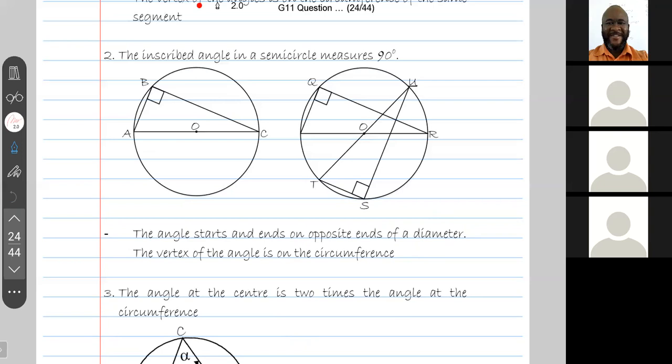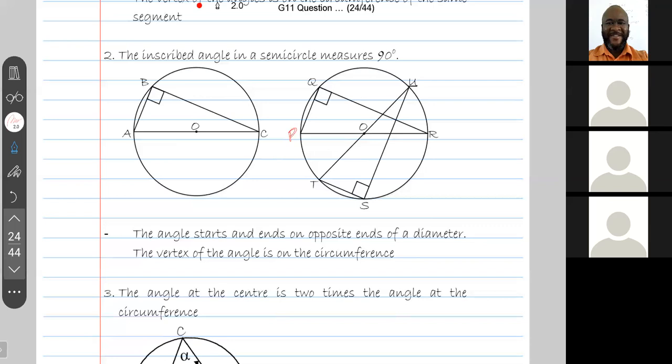All right, so let's call this P. There's no letter there, so let's call it P. PR is a diameter, TU is a diameter. The angle at S and the angle at P are formed at the circumference in a semicircle, and the angle that is formed at the circumference of a semicircle is called the angle in a semicircle, and it must be equal to 90 degrees.